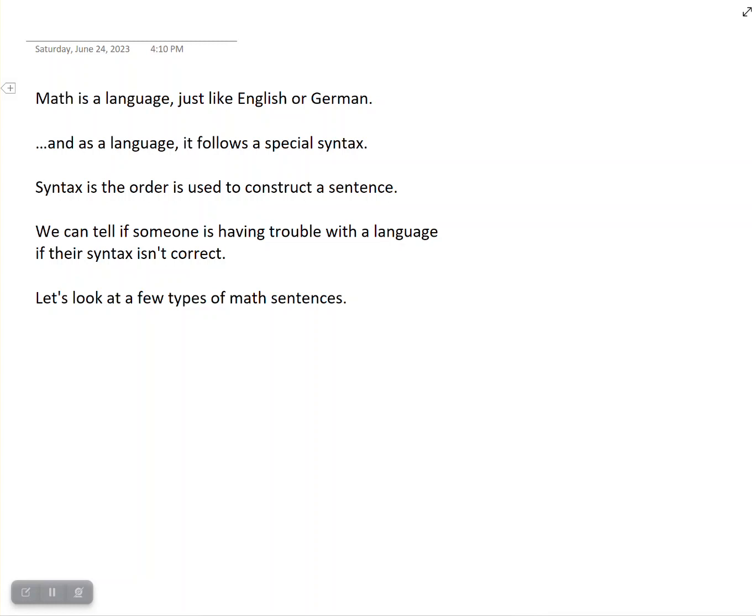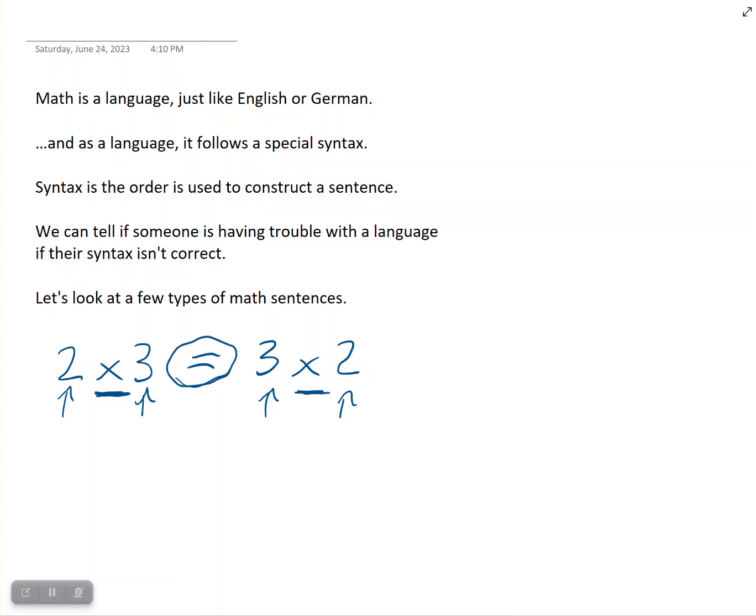So, for example, I could say that 2x3 is equal to 3x2. And you notice that we put the numbers on the outside and the kind of operation on the inside. And then always in the middle is an equal sign. And as long as we understand what we're doing, everybody else can follow.